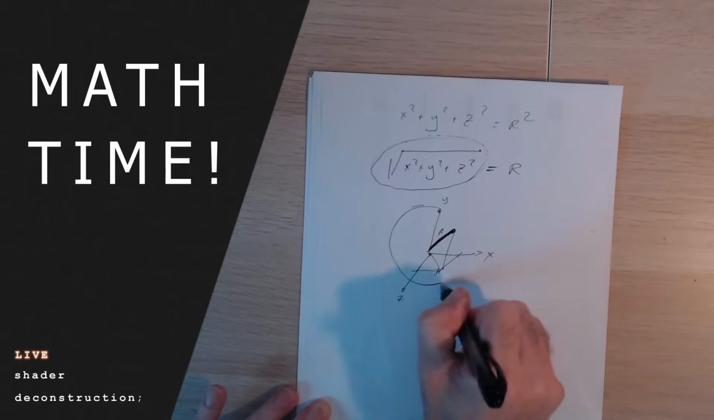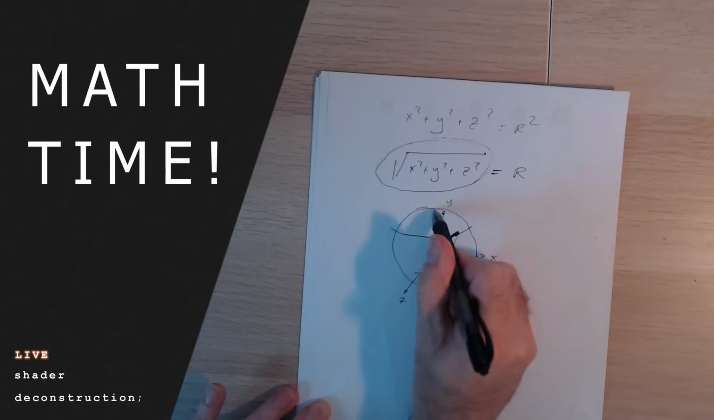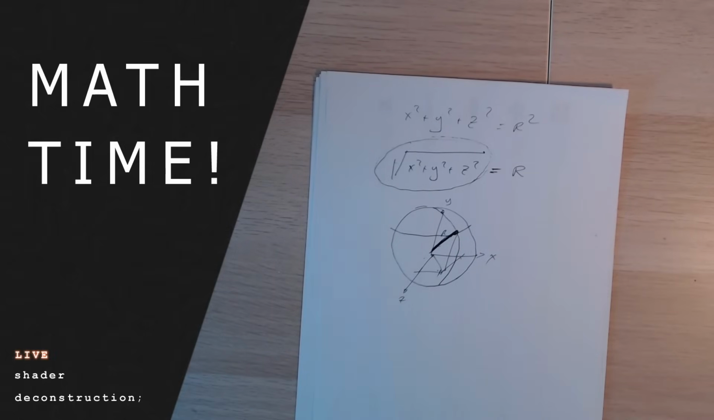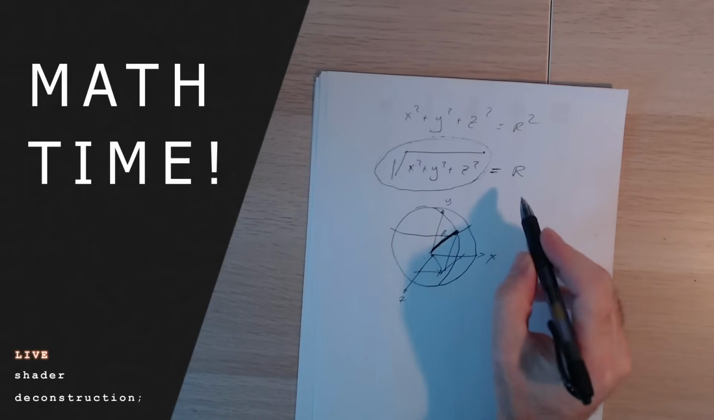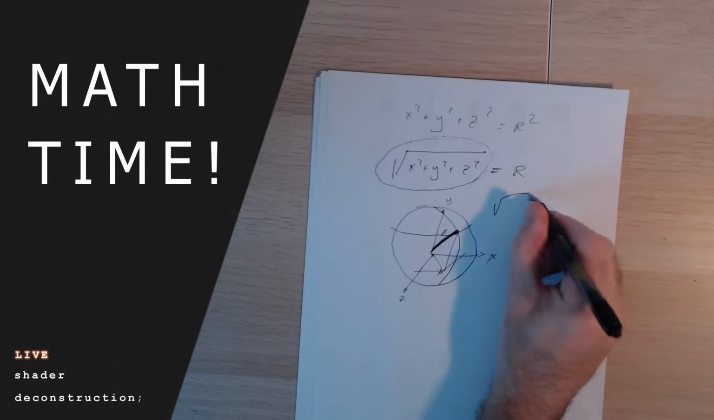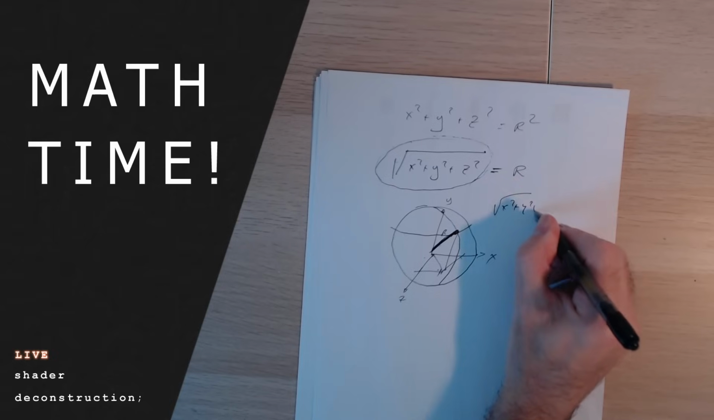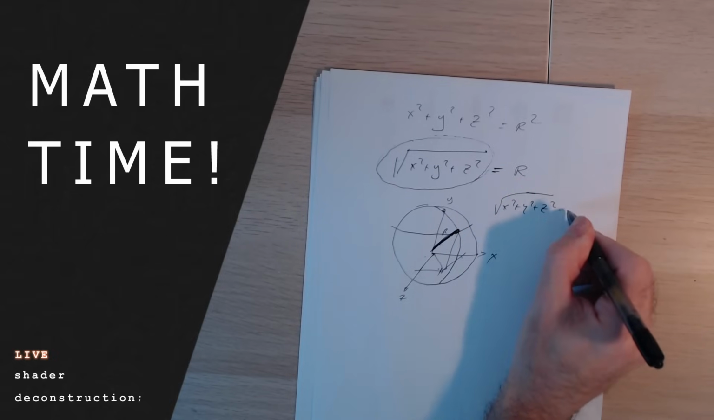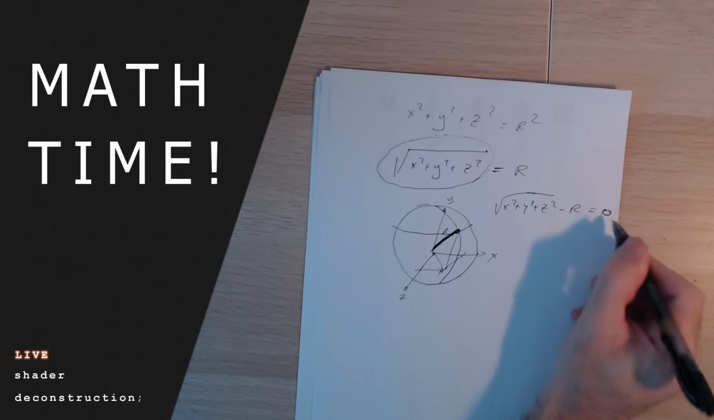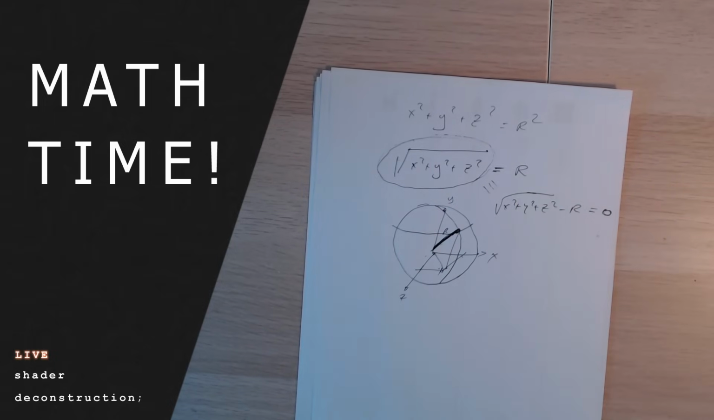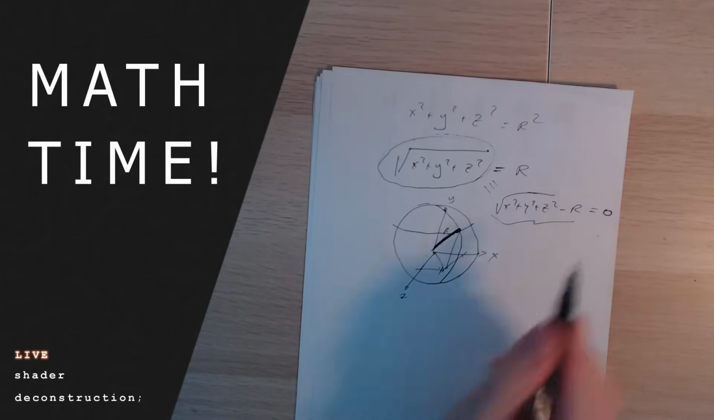So we are getting a sphere that goes through that point. So this equation here, if we isolate it and we equal it to 0, and we do something like square root of x squared plus y squared plus z squared minus r, this becomes 0. This is still the same equation as here. I just moved the r to the other side. This quantity now becomes a distance.